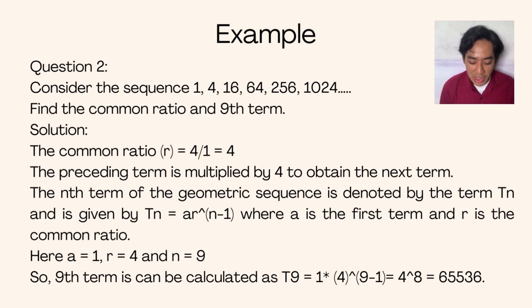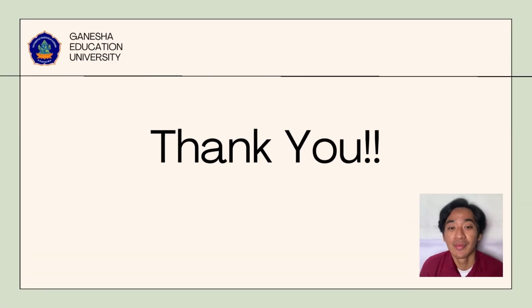The nth term of the geometric sequence is denoted by Tn and is given by Tn equal to AR to the power of n minus 1, where A is the first term and R is the common ratio. Here, A is equal to 1, R is equal to 4, and n is equal to 9. So the 9th term can be calculated as T9 equal to 1 multiplied by 4 to the power of 9 minus 1, equal to 4 to the power of 8, equal to 65,536.